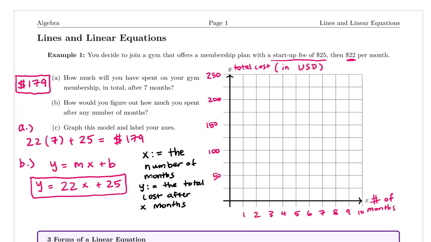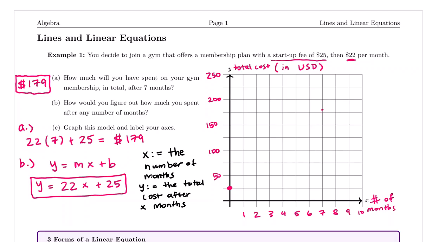All right, so I've gone ahead and I've added titles and tick mark labels to our grid. And now I'd like to graph my line. I know that if I spend 0 months at the gym, I still have to pay that initiation fee of $25. So I'm going to plot an ordered pair at 0, 25. And then one thing we could do is we could plot for 7. I know at 7, we determined it was 179. So 175 would be here.